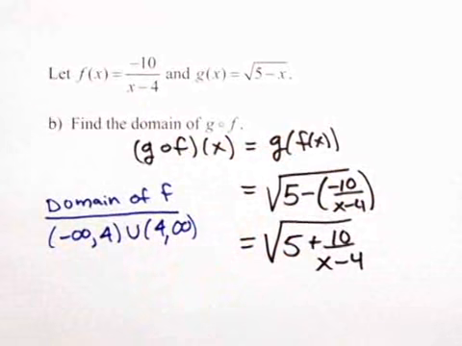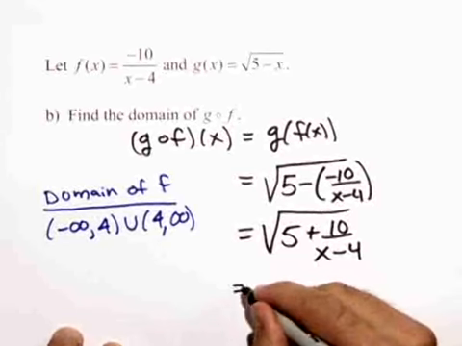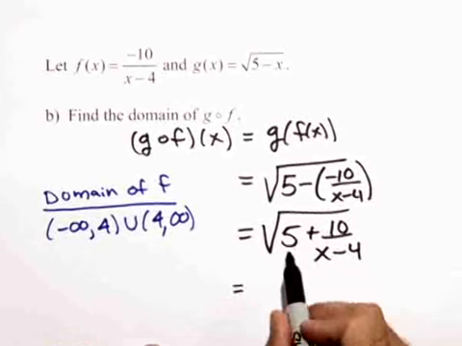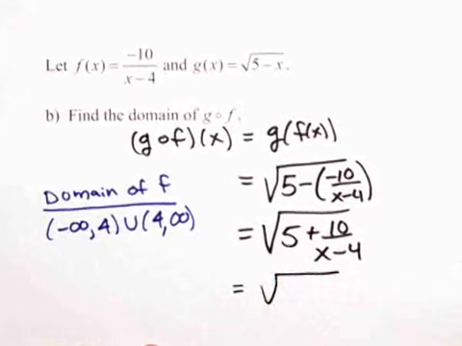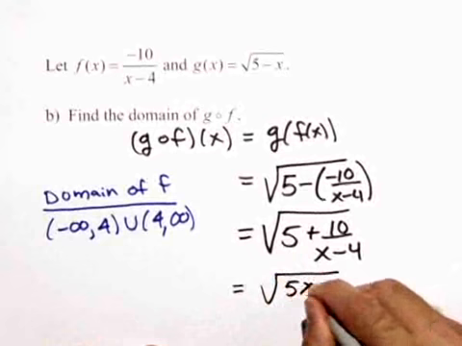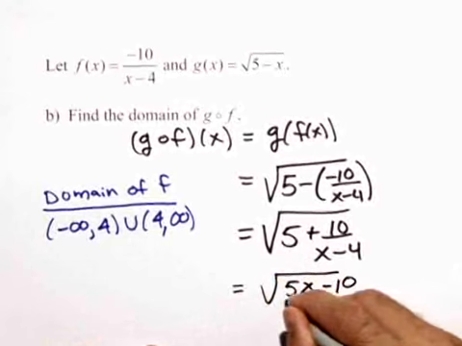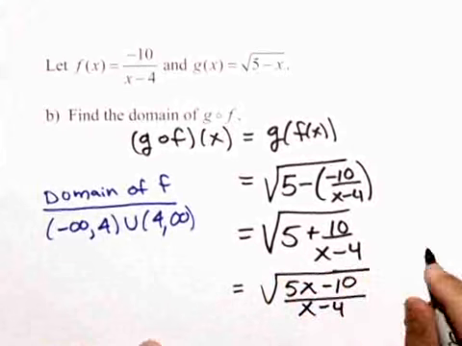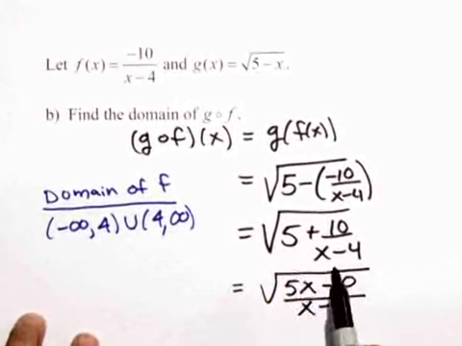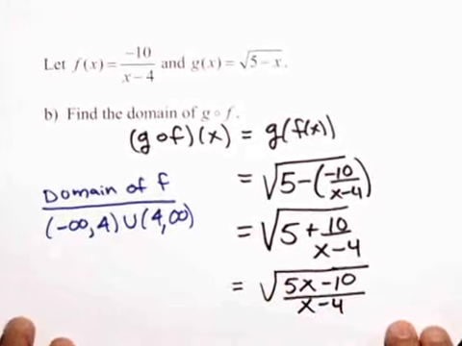All right. So let's turn our attention back to our composite function. Now let's simplify this a little bit. If we were to get a common denominator and add these two expressions together, we're going to get 5x minus 10 all over x minus 4. And you can go ahead and do that. All I did was I combined using a common denominator.